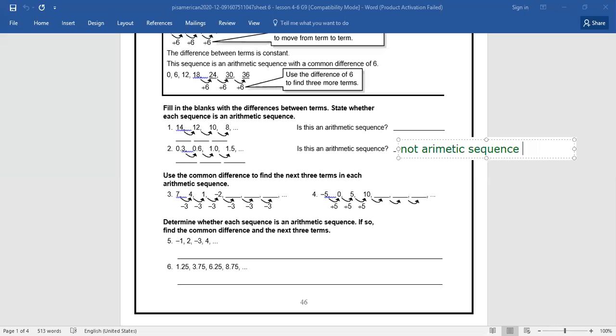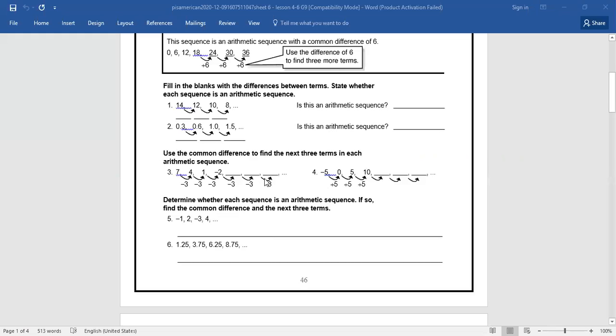Okay, understood the first part? Yes. It is not an arithmetic sequence because we can't find a common difference. Let's move to question number three. Who will answer question number three? Can I answer? Okay, go on, Hafila.